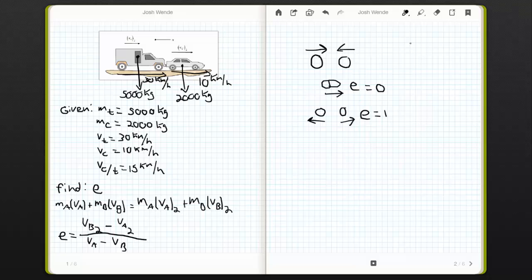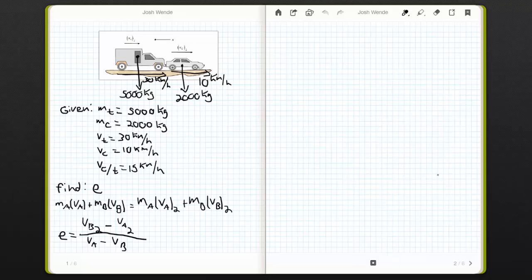So let's work through a problem really quick, and I'll talk more about how the coefficient of restitution affects the problem as we go. You can see I've already written down the given and the find and two equations that we'll need in order to solve the problem. I'm working on problem 15.59 out of Hibbeler's Engineering Mechanics Dynamics book.